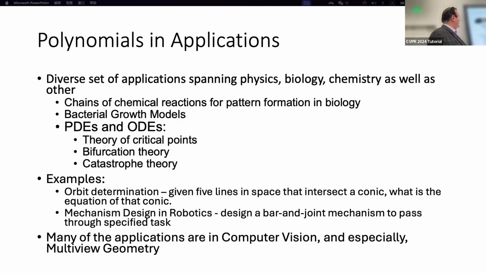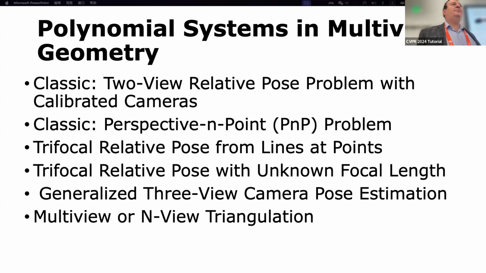So these happen in a diverse set of applications. Polynomial systems are everywhere. Mechanical engineers use it. I have colleagues at Brown who use it for stress strain analysis of the material. They happen in a great number of applications. And the one that we're particularly interested in is computer vision. These happen in multi-view geometry a lot in particular.